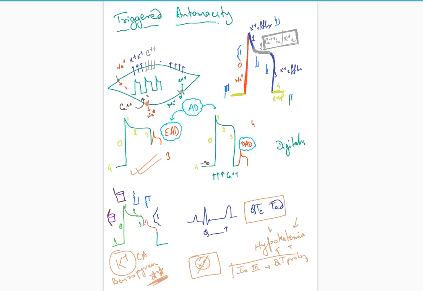Now imagine there is a condition. Last time we discussed hypokalemia. Now I am telling you, what if there is hypercalcemia? Meaning inside the cell, is the calcium level high or low? Sir, high. So already inside the cell the calcium level is high.